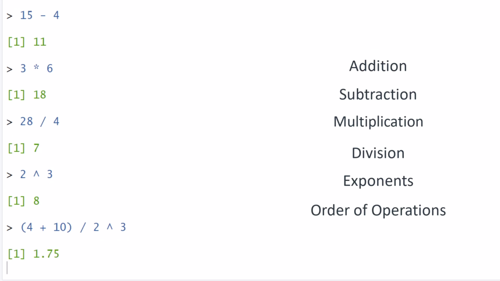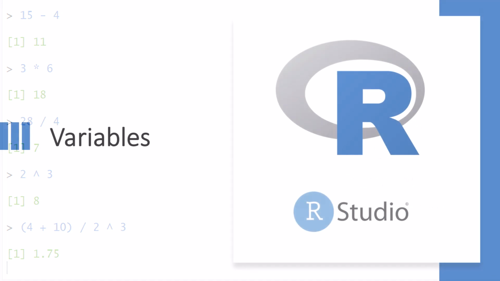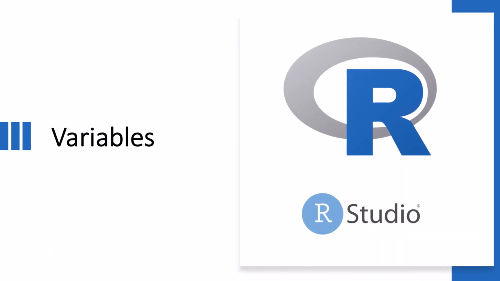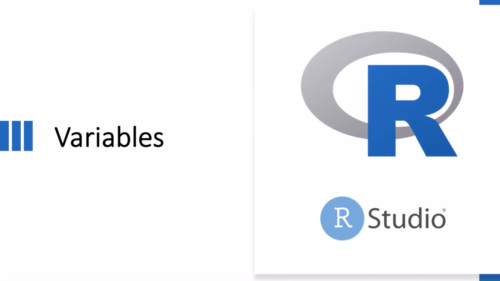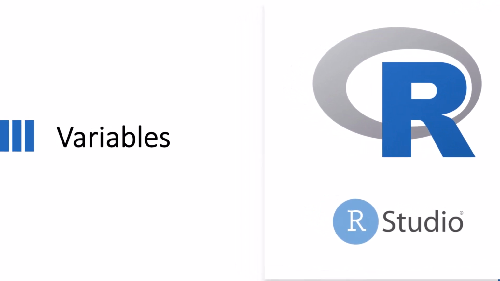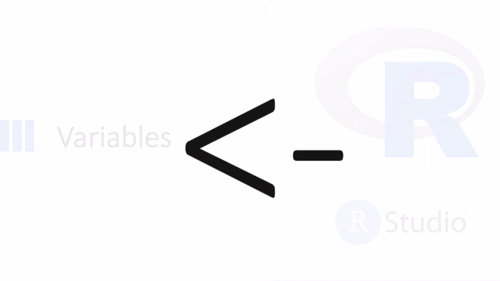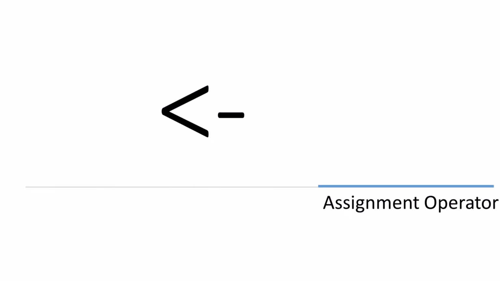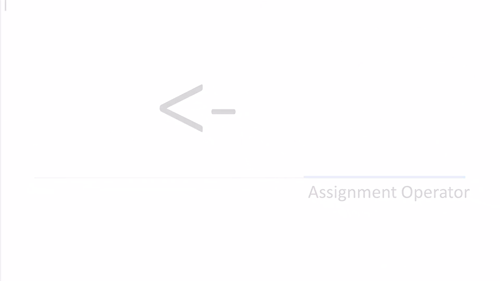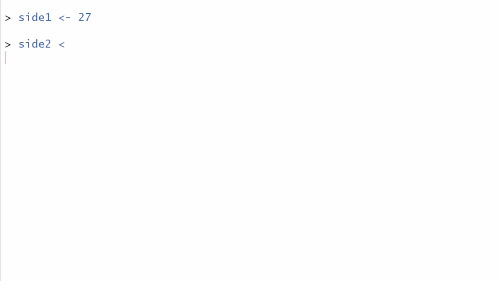A core concept in many programming languages is that of a variable. Think of a variable as a container where you can store, retrieve, or tweak data with other commands. Using the assignment operator, we can assign values to variables. For instance, here's how we create a variable named side1 and assign the value 27. Let's define another variable, side2, with a value of 44.